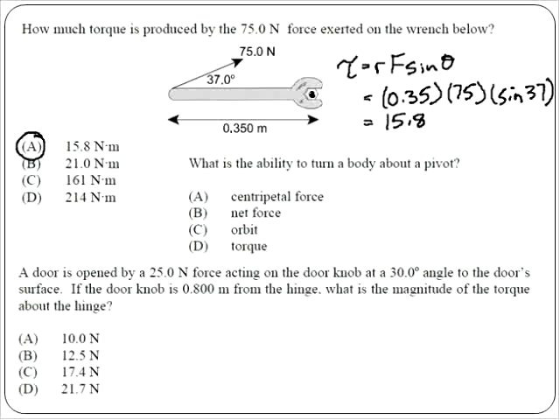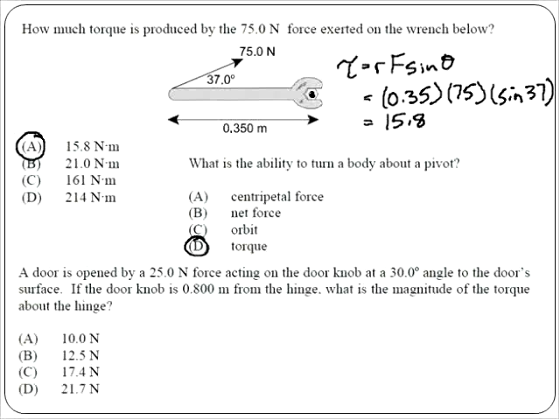What is the ability to turn a body around a pivot? The second question there. Well, that's an easy one too, because right now we're dealing with torque, so that's a pretty good clue there. But that is actually the definition of torque. The ability to turn a body or an object around a pivot point. That's called torque. It's a rotational force.